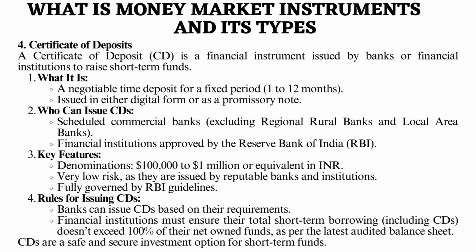Fourth is certificate of deposits. A certificate of deposit, CD, is a financial instrument issued by banks or financial institutions to raise short-term funds. What it is? A negotiable time deposit for a fixed period, 1 to 12 months. Issued in either digital form or as a promissory note. Who can issue CDs? Scheduled commercial banks, excluding regional rural banks and local area banks, and financial institutions approved by the Reserve Bank of India, RBI. Key features: denominations $100,000 to $1 million or equivalent in INR. Very low risk, as they are issued by reputable banks and institutions. Fully governed by RBI guidelines.